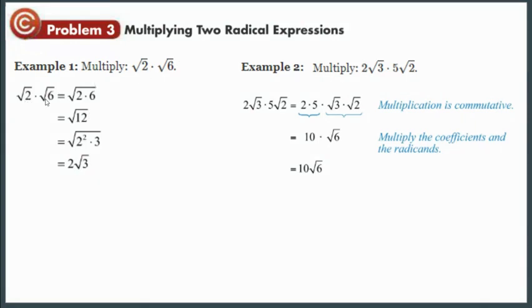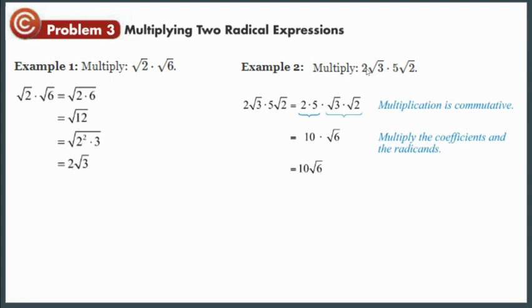So if you had root 2 times 6, you could put them underneath one radical to get root 12. And then you know that 12 is made up of 4 times 3. 4 is the same as 2 to the second power. And then you take the square root of that to get 2 root 3.